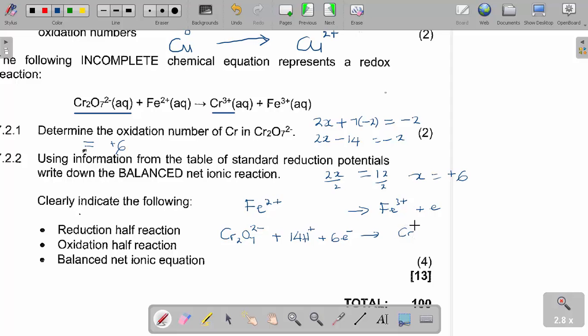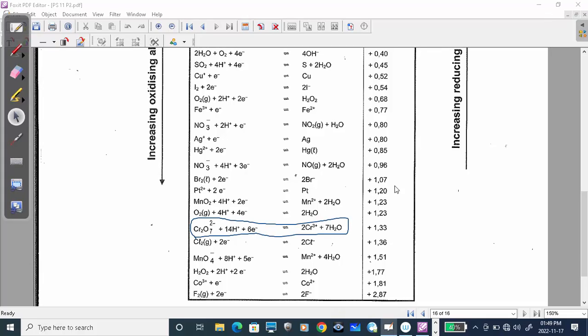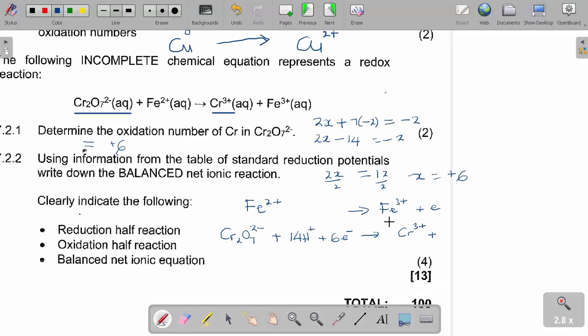We're going to check again. Plus what? Chromium, plus 7 water. That's 2 chromium plus 7 water. So this is 2 chromium plus 7 water.